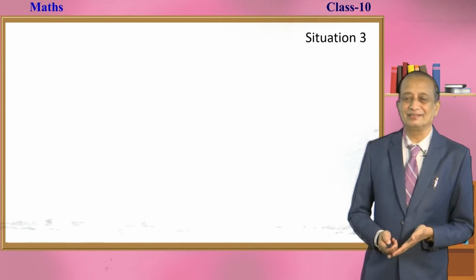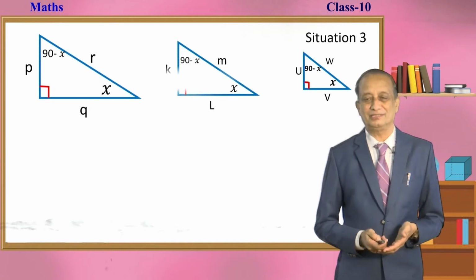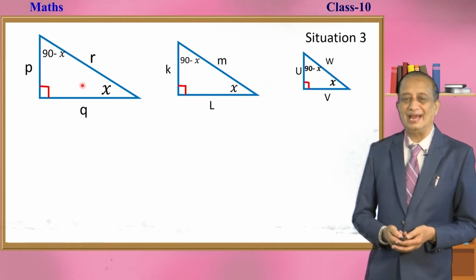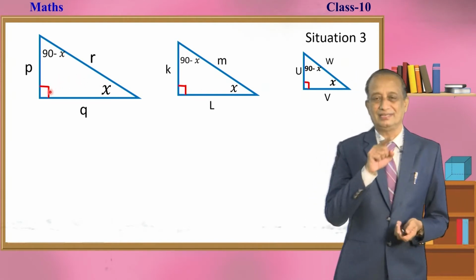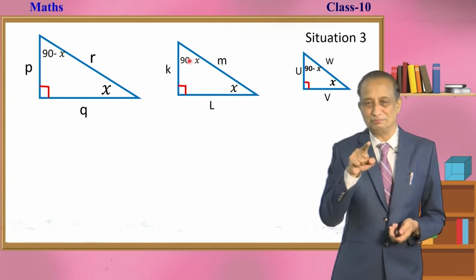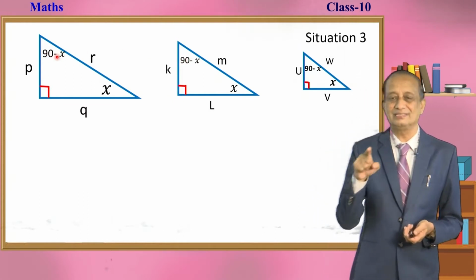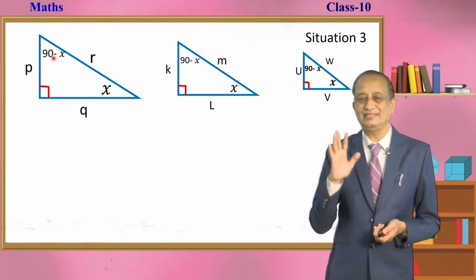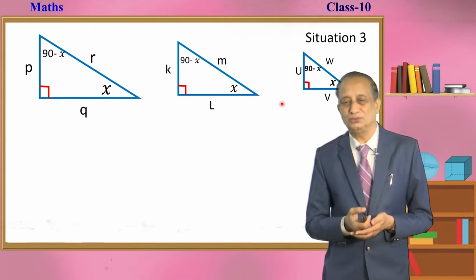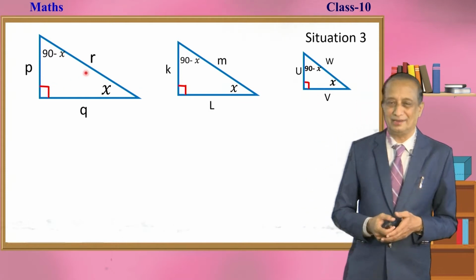Now, here is another important third situation, children. Look at the 3 triangles. Look at the angles, children. In all the cases, it is 90, x, 90 minus x, correct? Can you observe that in all the 3 triangles, the angles are 90 degrees, x degrees and 90 minus x degrees. And the side opposite to the right angle, you know, is called the hypotenuse.